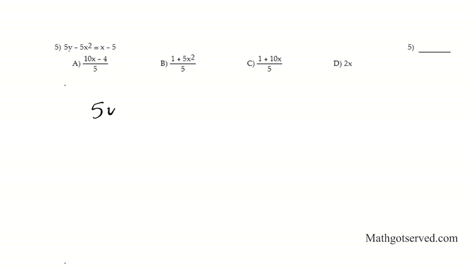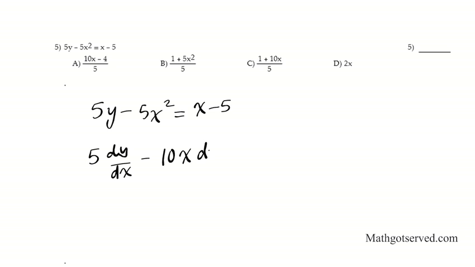We have 5y minus 5x squared equals x minus 5. Differentiating implicitly, this one is going to be 5 dy/dx using the constant rule, and then this one we're going to use the power rule. Here we're going to have 10x dx/dx because we differentiate with respect to x, and this will simply be dx/dx. You can think of there being a 1 here, and it's just like 1 dx/dx. And then if you differentiate using the constant rule, this is simply 0.